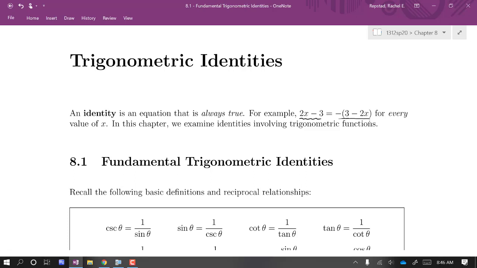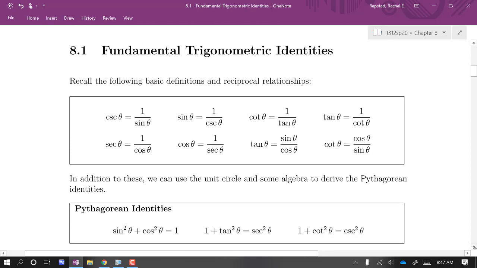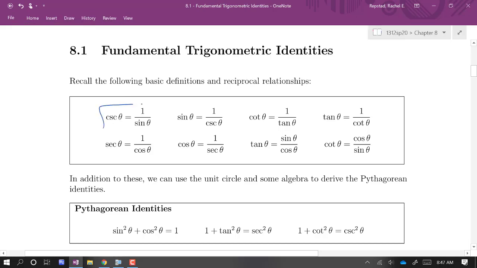We're going to look at identities that involve trigonometric functions. So we're going to start with some basic identities that just come from the definitions, what we've known for a while, since back in the first semester. For example, cosecant is equal to 1 over sine. That's how it's defined, that sine and cosecant are reciprocals of each other. That's what this pair of equations says.